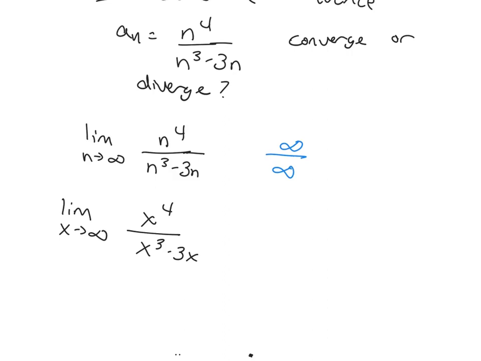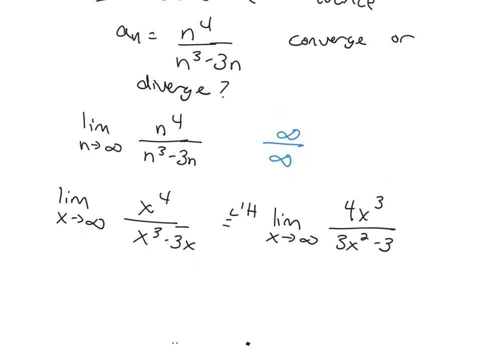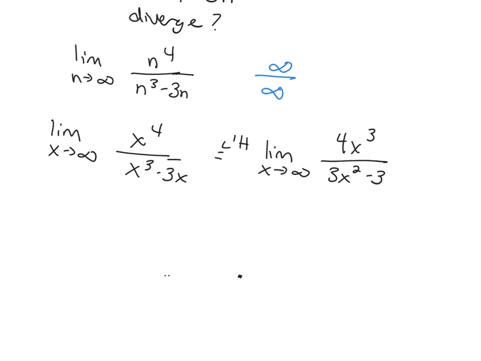X cubed minus 3x, and then use L'Hopital's rule, which gives me the limit of what? What's my numerator now going to be? 4x cubed, the denominator 3x squared minus 3. Okay. So I'm looking at the limit now. I still get infinity for the numerator. I still get infinity for the denominator. Do it again.